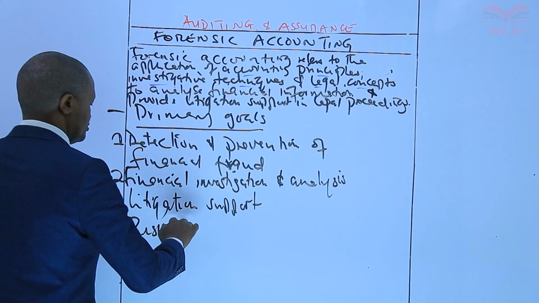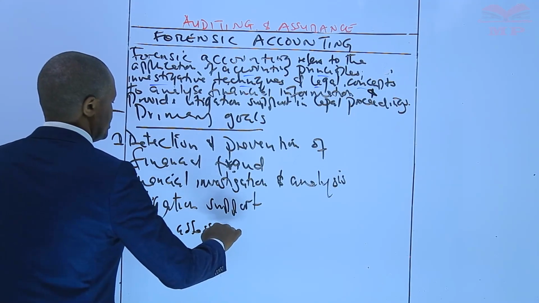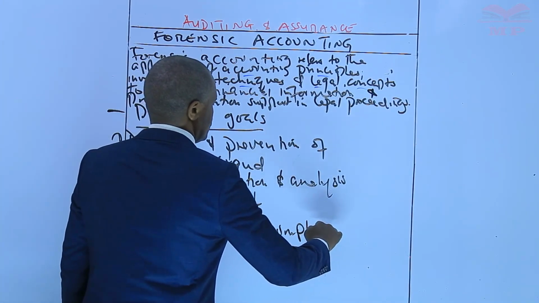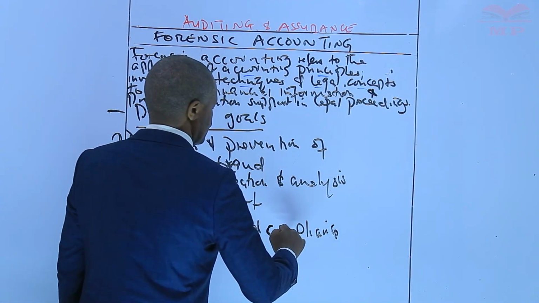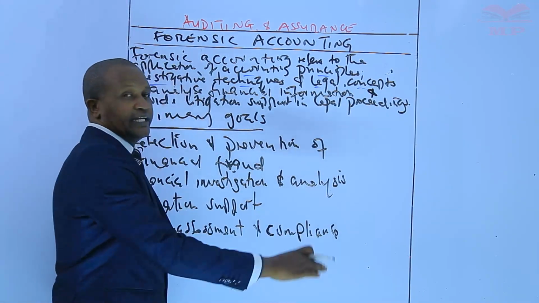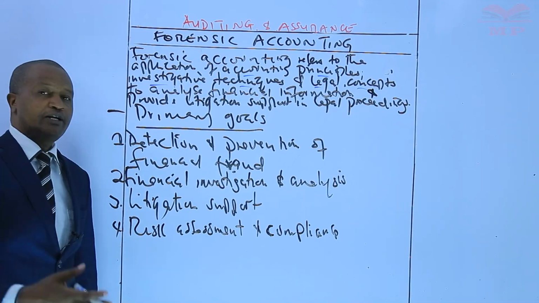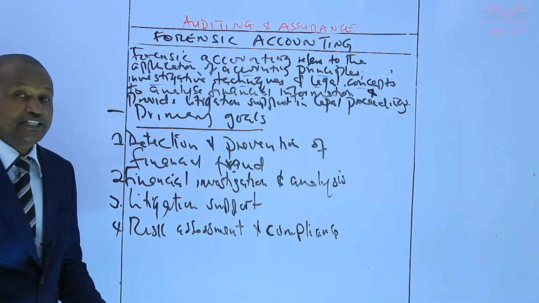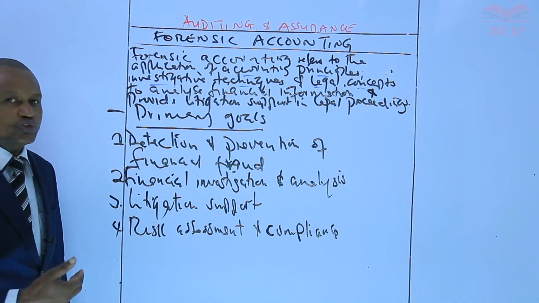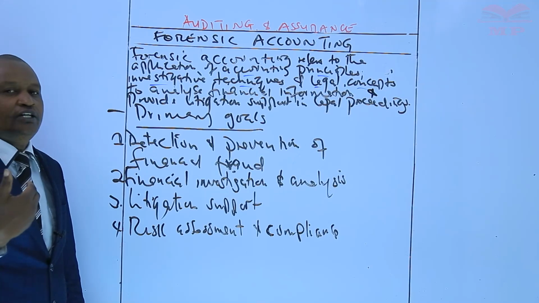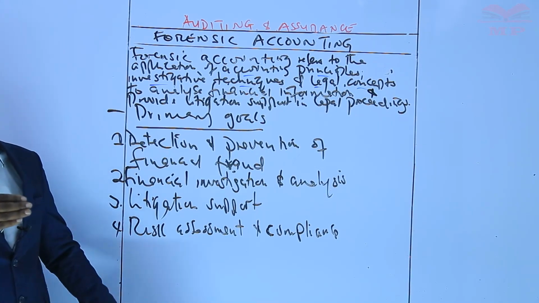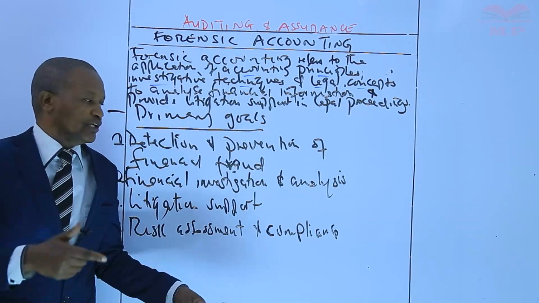Risk assessment and compliance. Forensic accountants help organizations identify and mitigate financial risks by assessing internal controls, by developing fraud prevention measures, and also ensuring compliance with regulatory requirements.